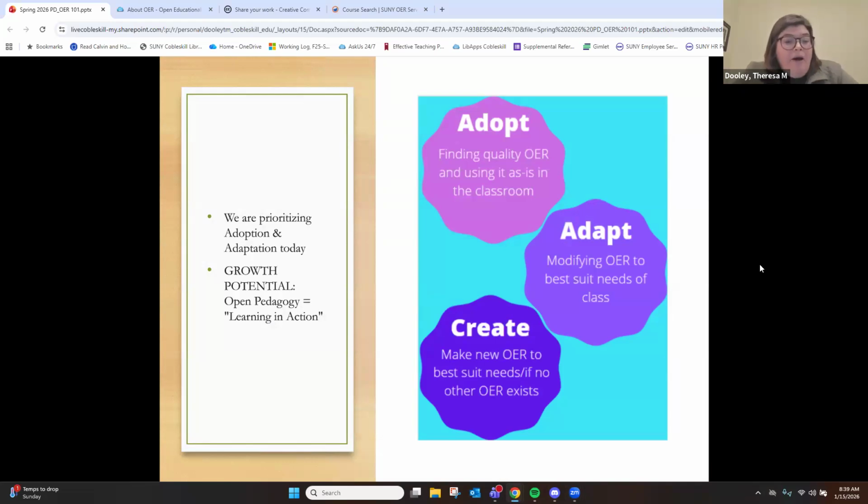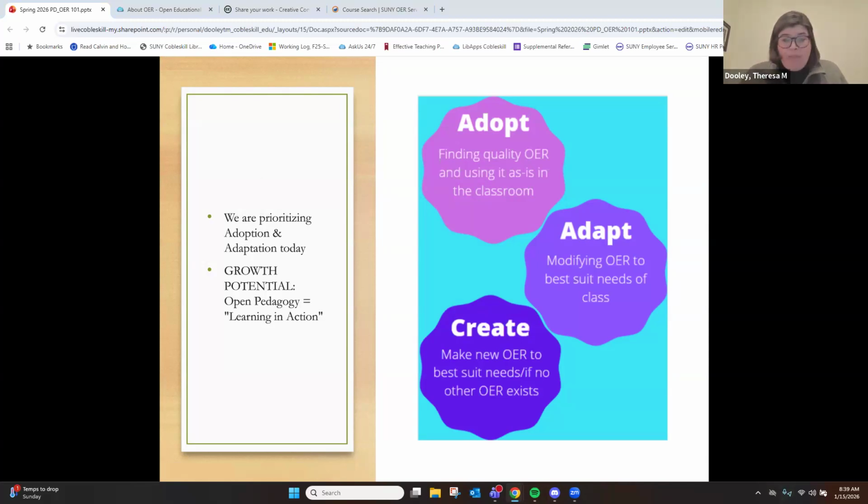So when we talk about open educational resources, there's essentially three ways for us to participate. That is for us to either adopt, adapt, or create an OER. When we talk about adopting, it's finding an existing resource that can slip right into your curriculum, right into your syllabus. That could be as simple as replacing a textbook that was published by McGraw-Hill with an OpenStax textbook.